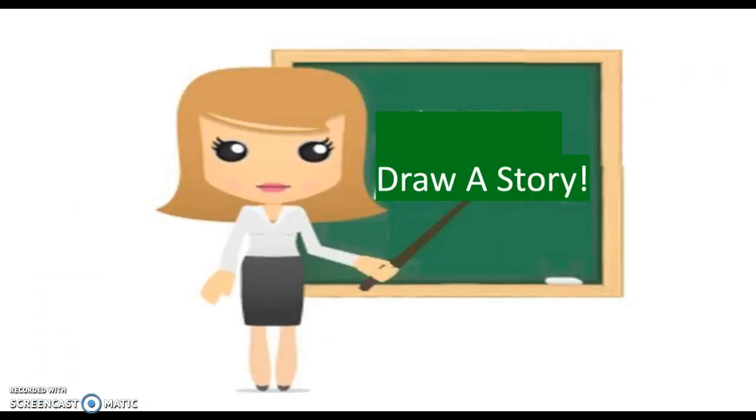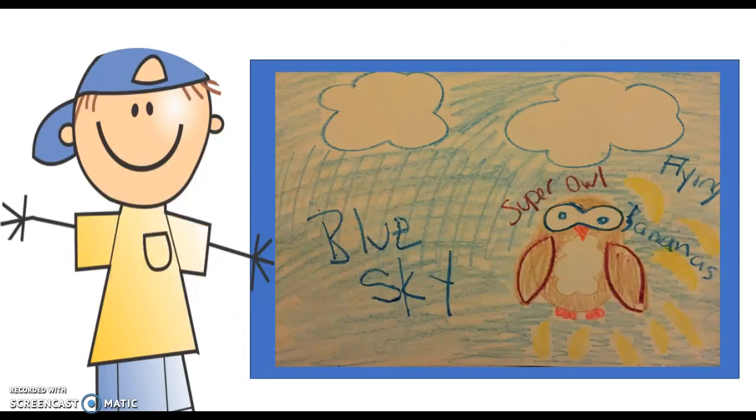Next, the teacher told the class, "Class, draw a story using these 3 favorite things." Clark got to work quick. He loved superheroes and owls, so his story was about Super Owl and the flying bananas.